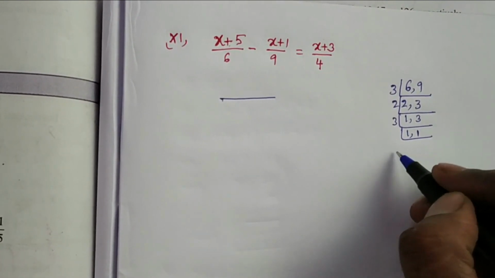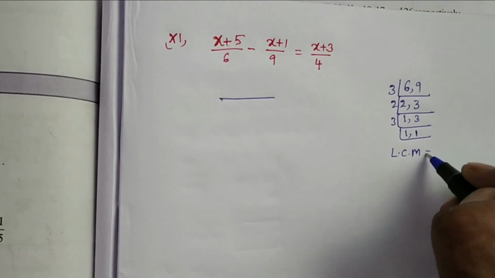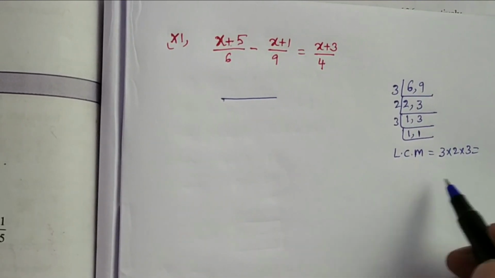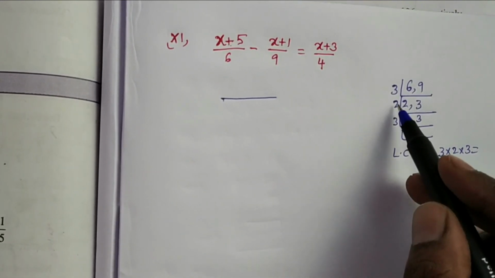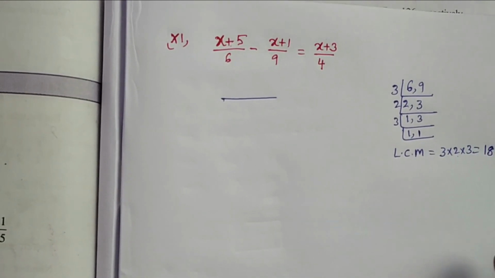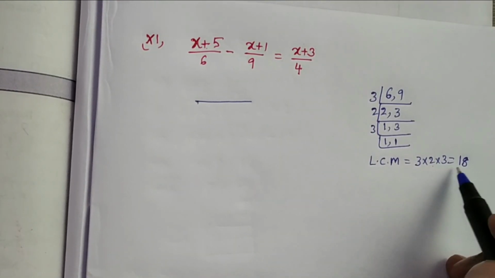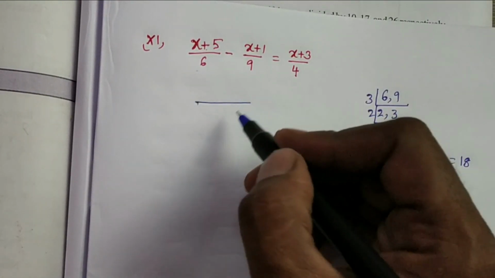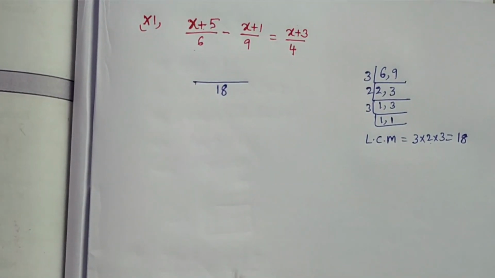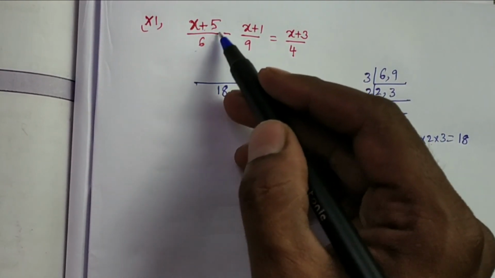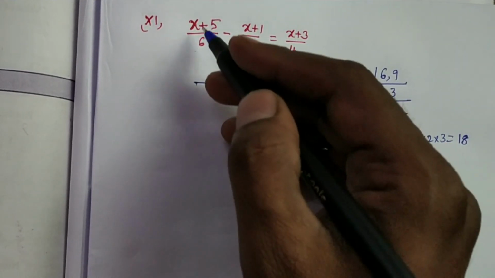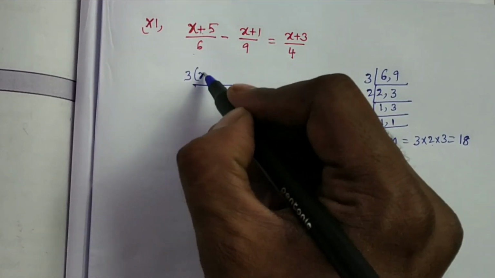So the LCM is equal to 3 into 2 into 3. Once leave once, no problem. 3 2s are 6, 6 3s are 18. So LCM of 6 and 9 is 18. So in the first fraction, the denominator is 6. 6 in LCM 18, 3 times will cancel. 3 into this numerator, that is 3 into (x plus 5).